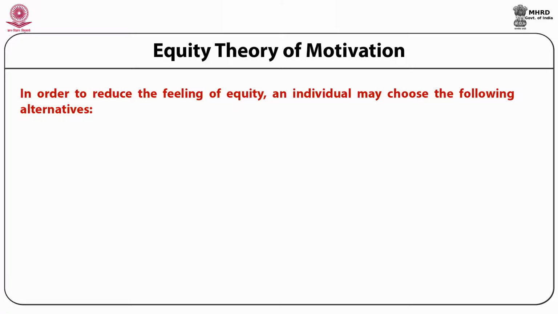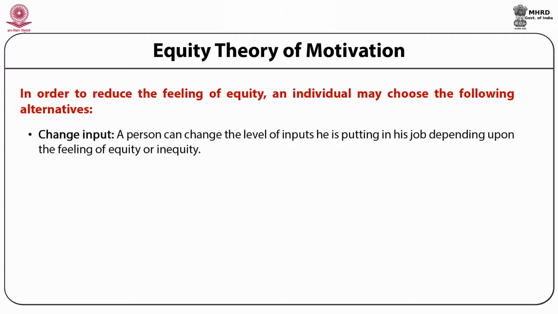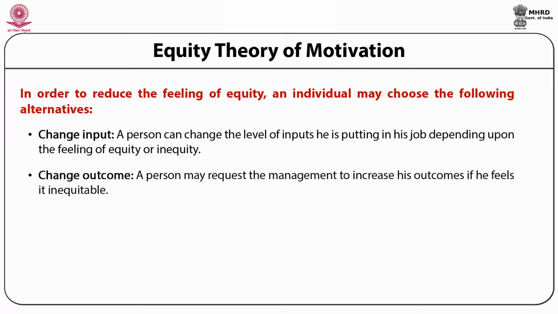The first alternative is changing the input. A person can change the level of inputs he is putting in his job depending upon the feeling of equity or inequity. Second alternative is changing the outcome. A person may request the management to increase his outcome if he feels it inequitable.